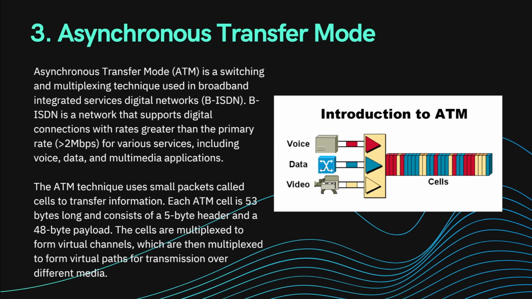So here's the asynchronous transfer mode, the abbreviation for which is ATM. The asynchronous transfer mode, ATM, is a switching and multiplexing unit used in broadband integrated service digital network, which is called BISDN. The BISDN is a network that supports digital connection with rate greater than the primary rate for various services, including voice, data, and multimedia application. The ATM technique uses a small packet called cell to transfer information. Each ATM cell is 53 bytes long and consists of a 5 byte header and a 48 byte payload. The cells are multiplexed to form virtual channels, which are then multiplexed to form virtual path for the transmission over the different media.